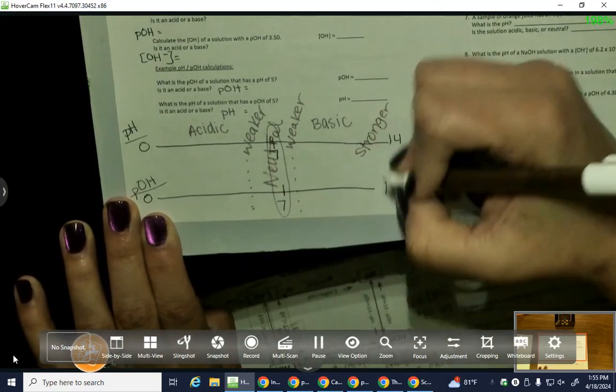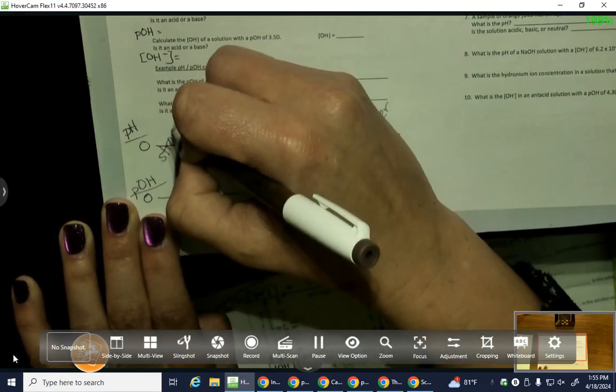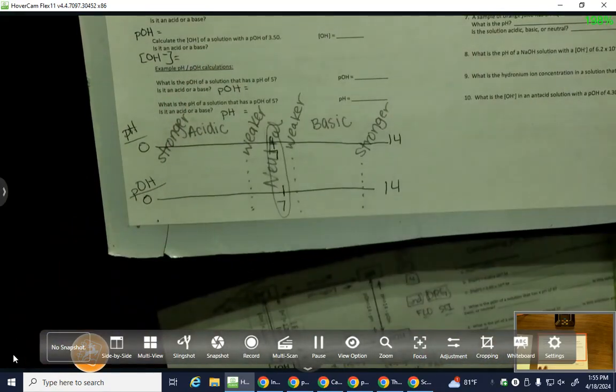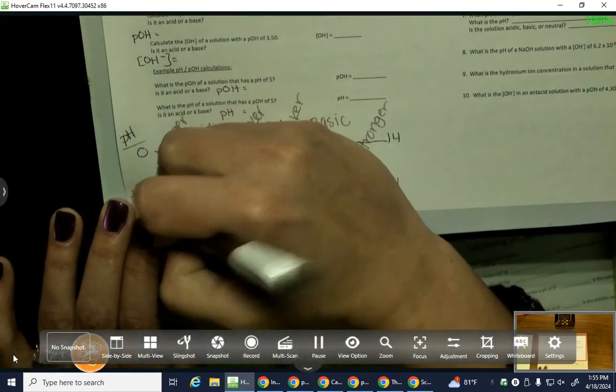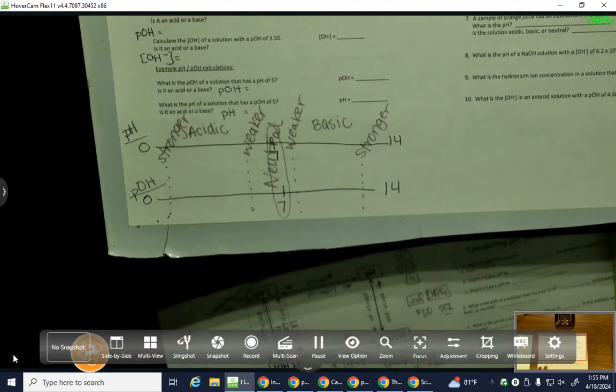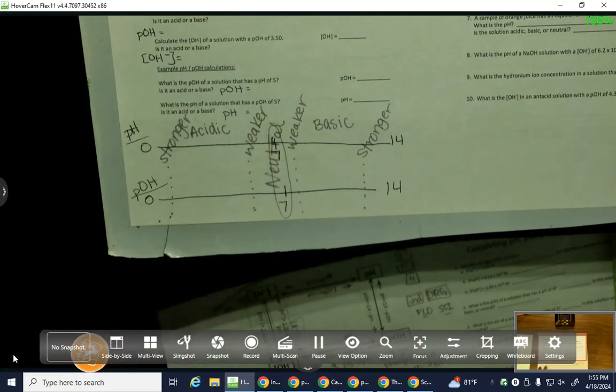Okay, and if you need that point where it changes from being weaker to stronger, it's the halfway point, right? So 3.5 and 10.5 is pretty safe, right? But we have 0, 7, 14. We do have 2 scales. These 2 scales run the same way, except they're measuring 2 different things.